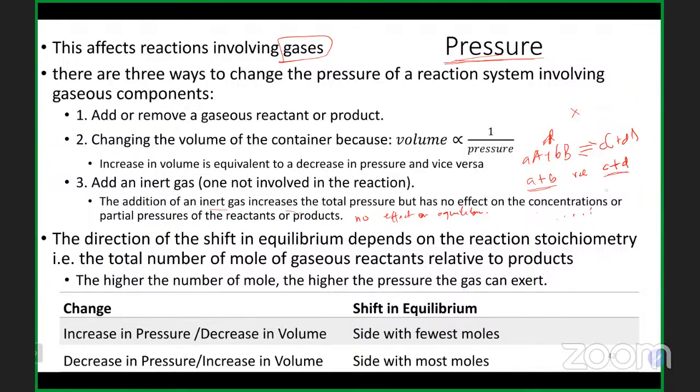But one thing that you have to notice, an increase in pressure will favor the side with the fewest number of moles, and a decrease in pressure will favor the side with the highest number of moles. So let's look at an example.